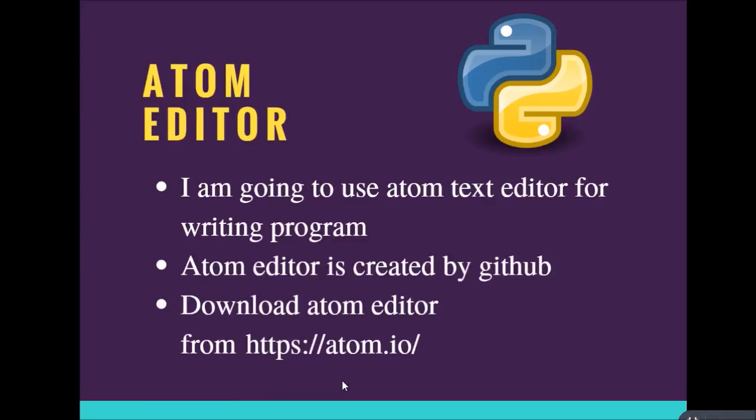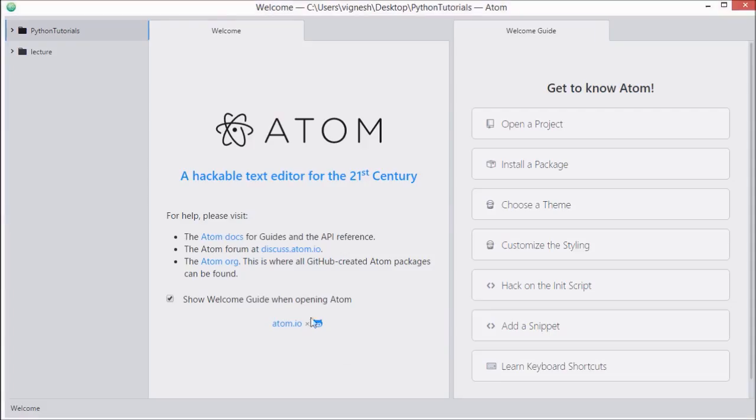First of all, what is Atom Editor? I'm going to use Atom. I have told you that Atom Editor is created by GitHub. You can download the editor from the following website. Now I will show you what it will look like. Yeah, this is the Atom Editor. If you install this Atom Editor, it will look like this for the first time. Every time also it will look like this. If you uncheck this, okay.